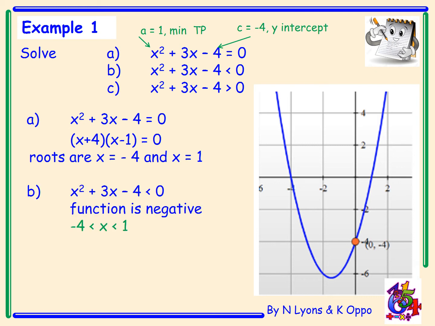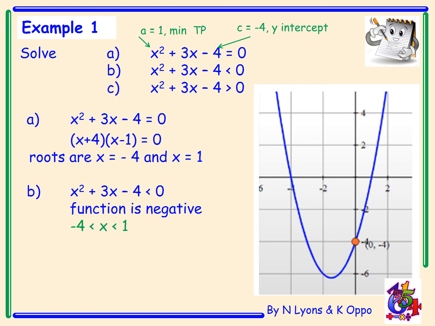So for part B, x squared plus 3x minus 4 is less than 0. Where is the function negative? Now the function is negative where the curve goes below the x-axis. So that's when x is greater than minus 4 but less than 1. And that's shown by the shaded area on the graph.